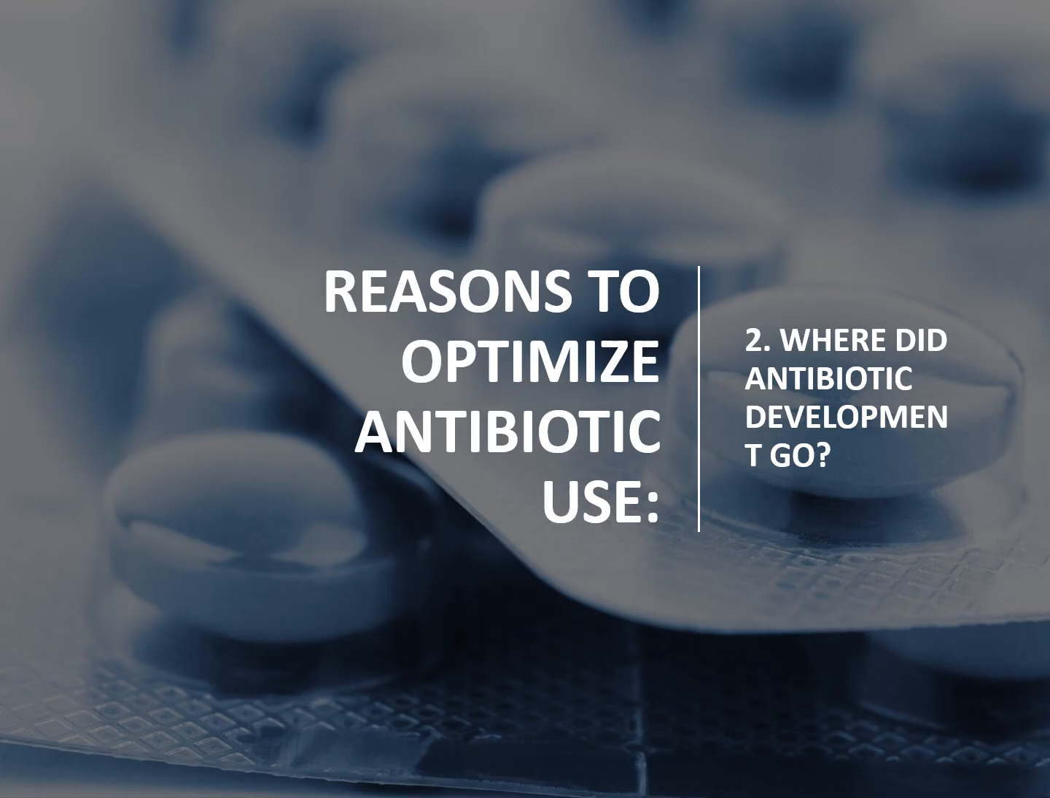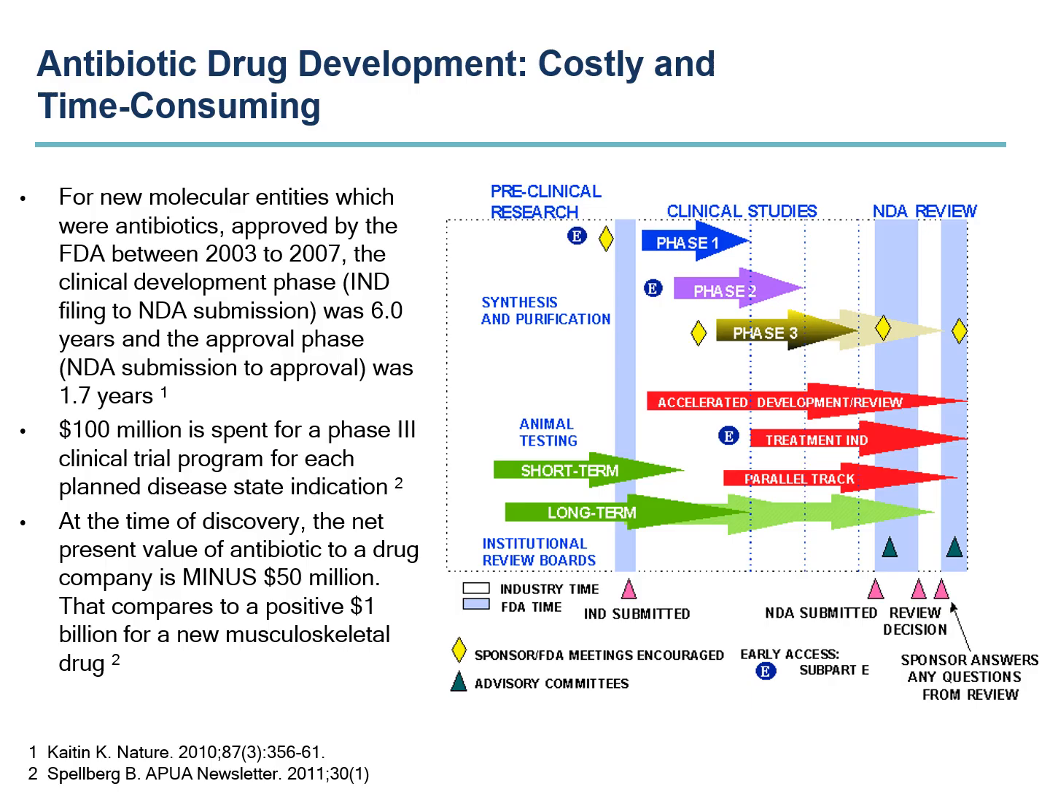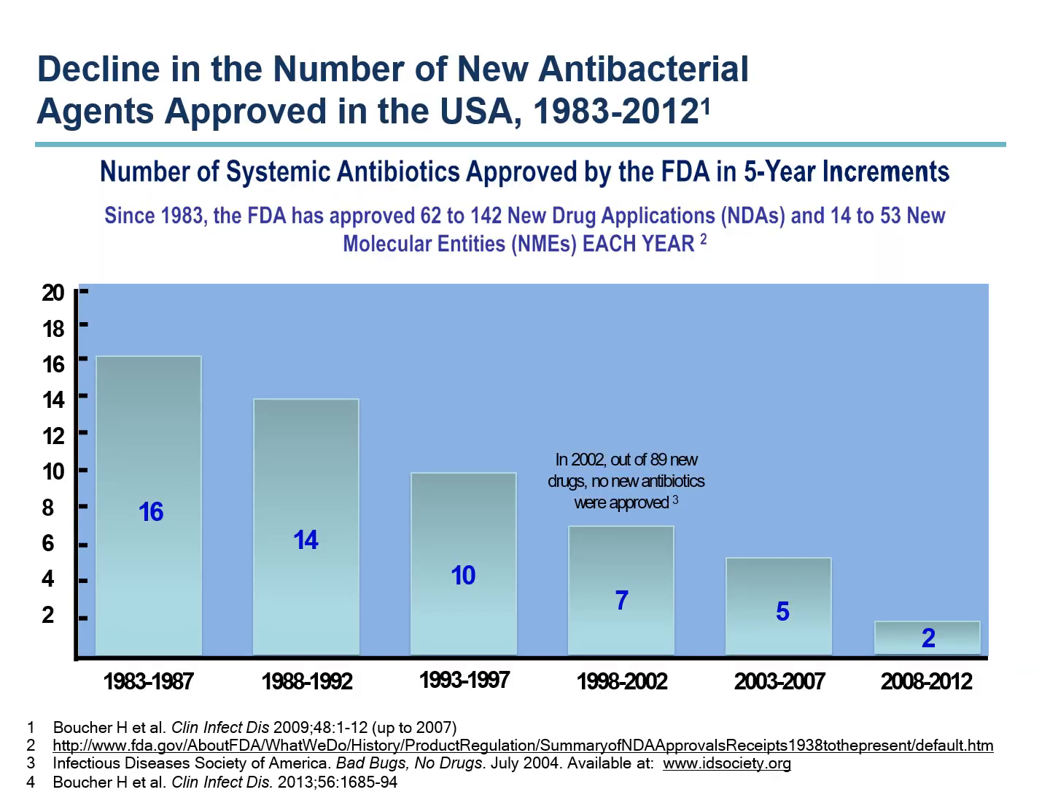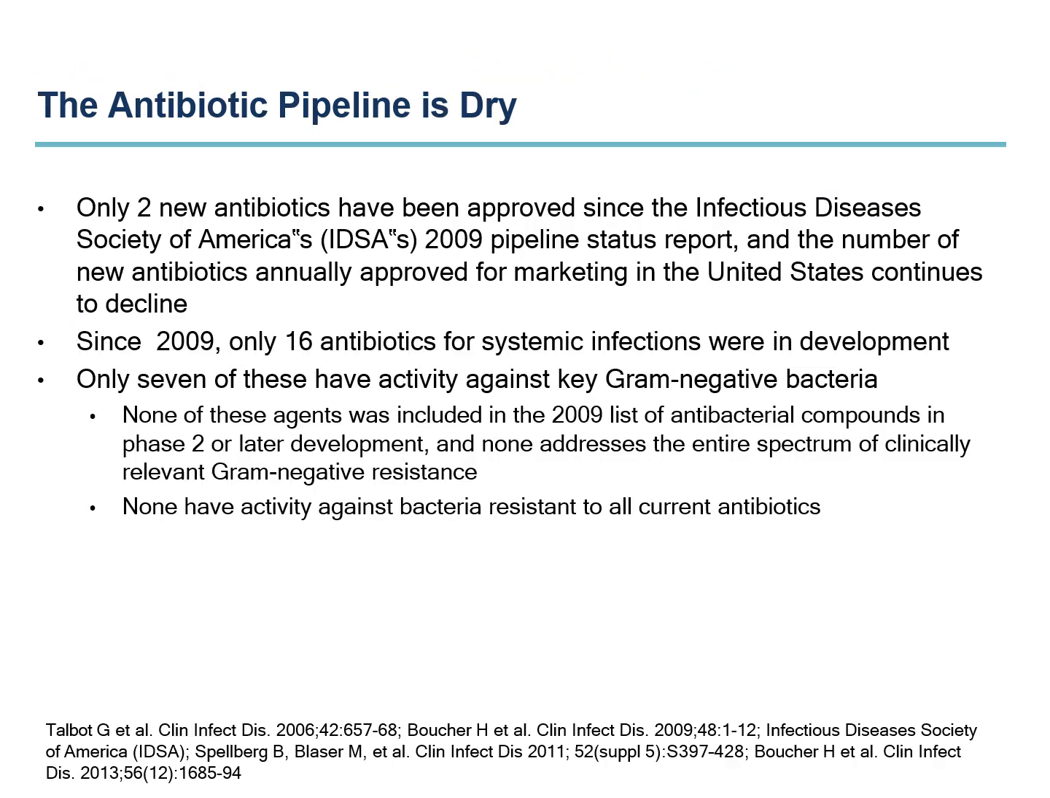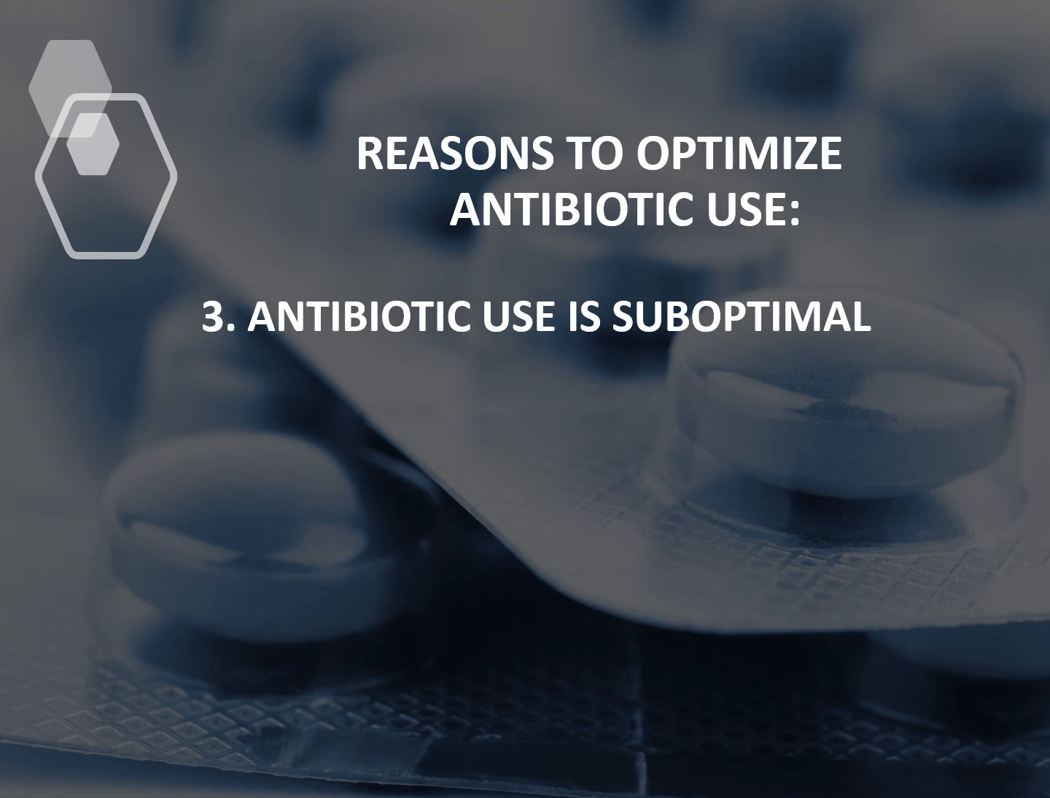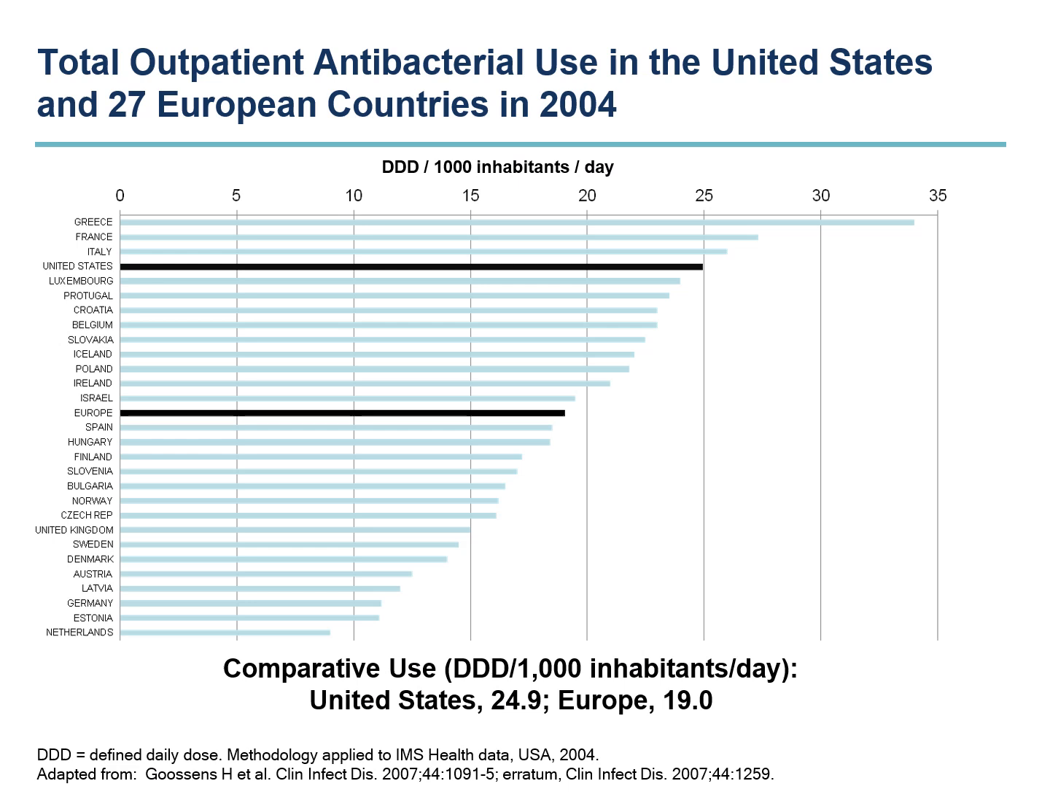Where did the antibiotic development go? Antibiotic drug development is costly and time consuming. For new molecular entities which are antibiotics, it takes many years for the newer discoveries. There is a decline in the number of new antimicrobial agents. Only two new antibiotics have been approved since the IDSA 2009 pipeline status report. Since 2009, only 16 antibiotics were in development. A reason to optimize the usage is that antibiotic usage is suboptimal. Total outpatient usage in the US and European countries is as follows.